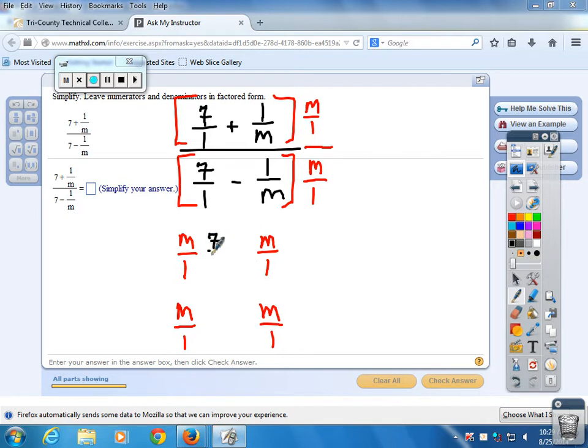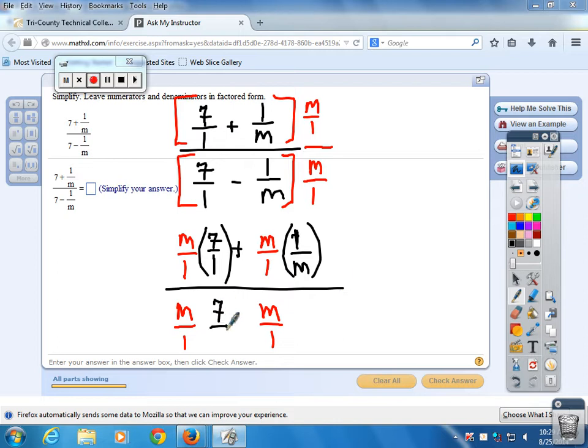7 over 1, that whole song. 7 over 1, 1 over M, sorry. 1 over M. Dang old 7 over 1. Dang old 1 over M. All right, finish it. Now, 80% of you should be able to finish it. 20% still on.